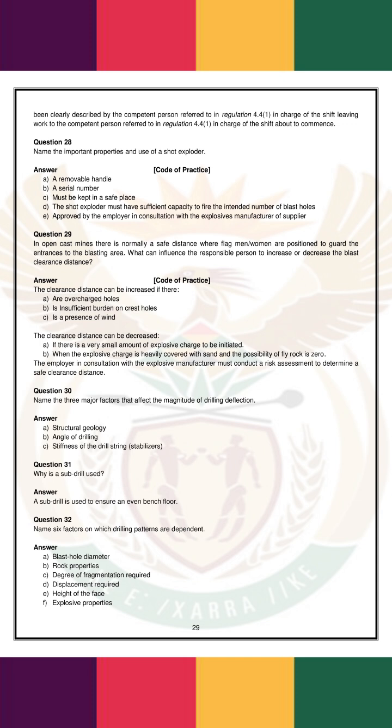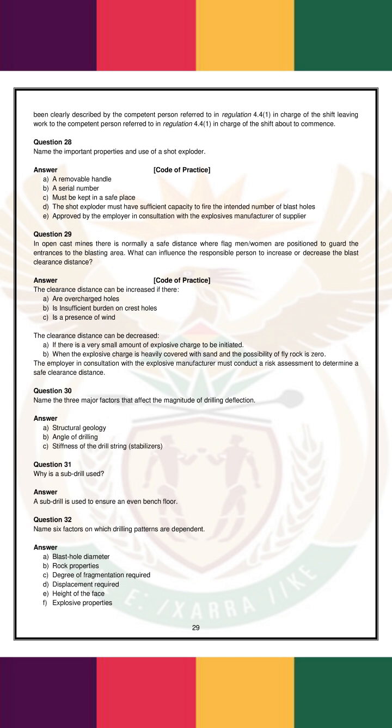Question 28. Name the important properties and use of a shot exploder. A. A removable handle. B. A serial number. C. Must be kept in a safe place. D. The shot exploder must have sufficient capacity to fire the intended number of blast holes. E. Approved by the employer in consultation with the explosives manufacturer or supplier.